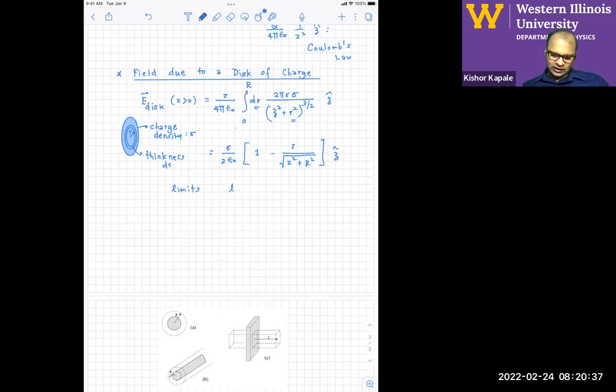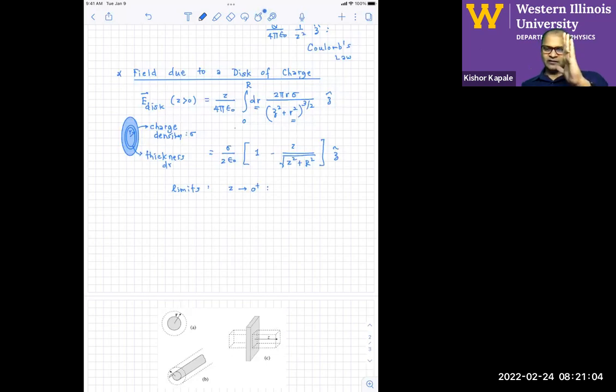We're going to take a look at the limit z going to 0 plus. That means you are on the positive z side and you're coming to the center of the disk. What do you think will happen to the electric field in this case? Now you're coming closer.